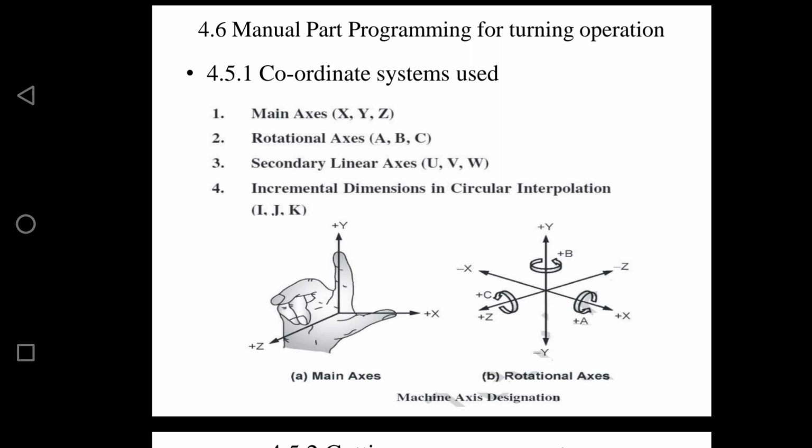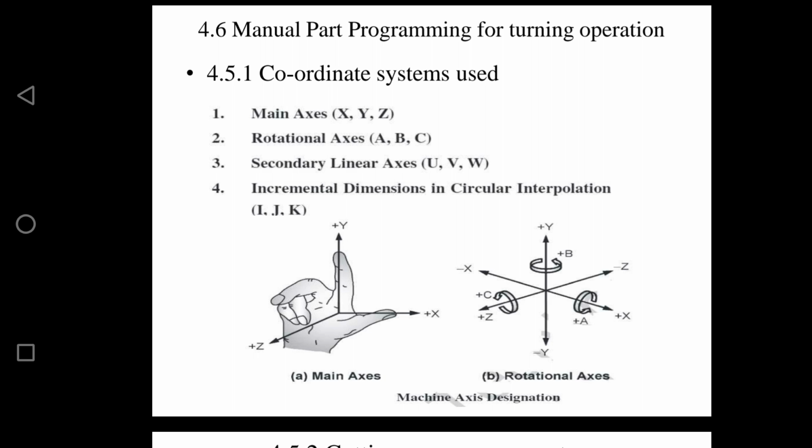Next come the secondary linear axes, which are represented with the letters U, V, and W. Now what are these secondary linear axes? Let's consider I have x, y, and z, which are represented with x, y, and z.